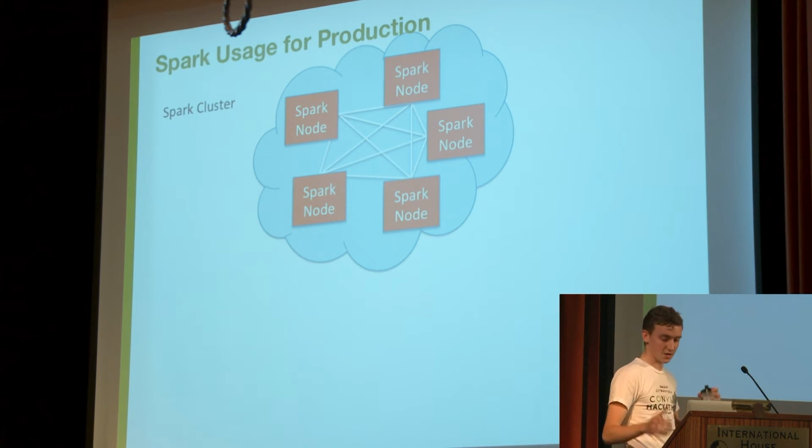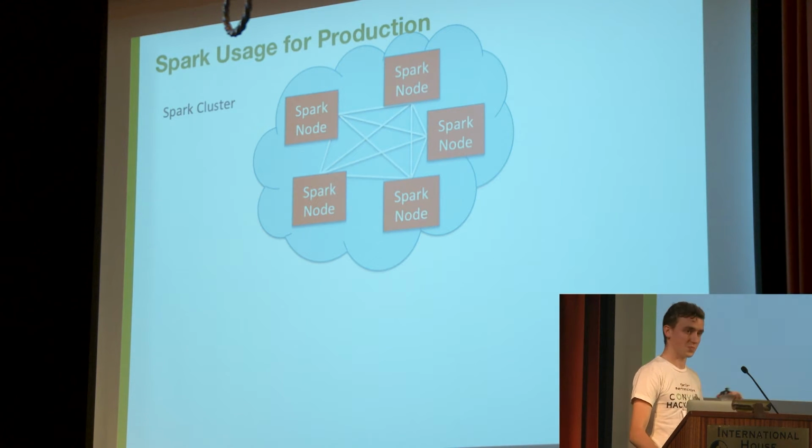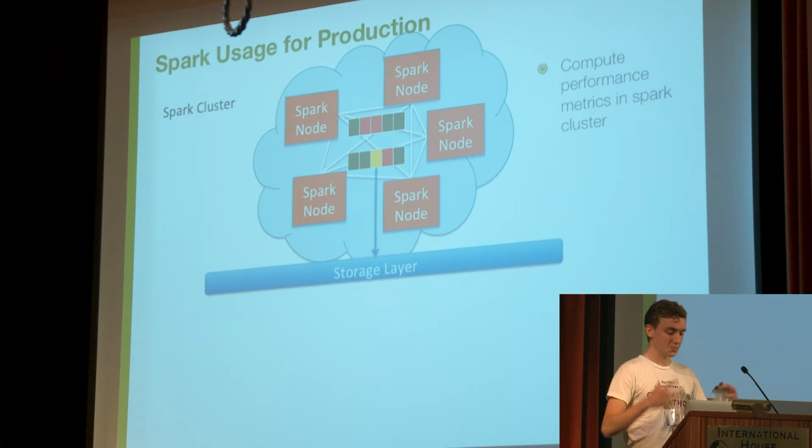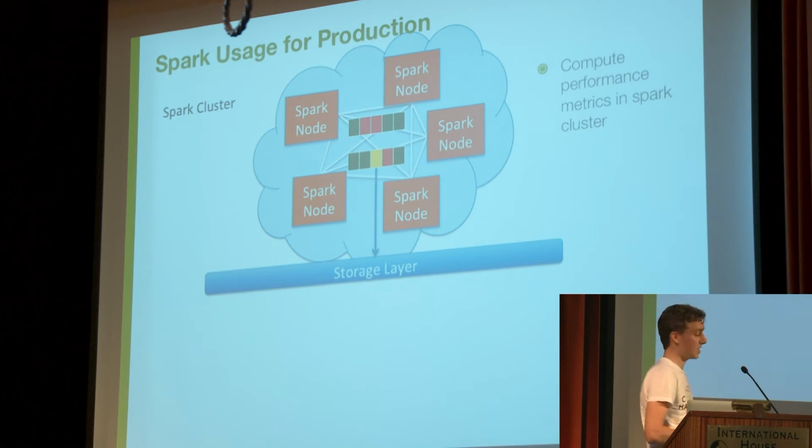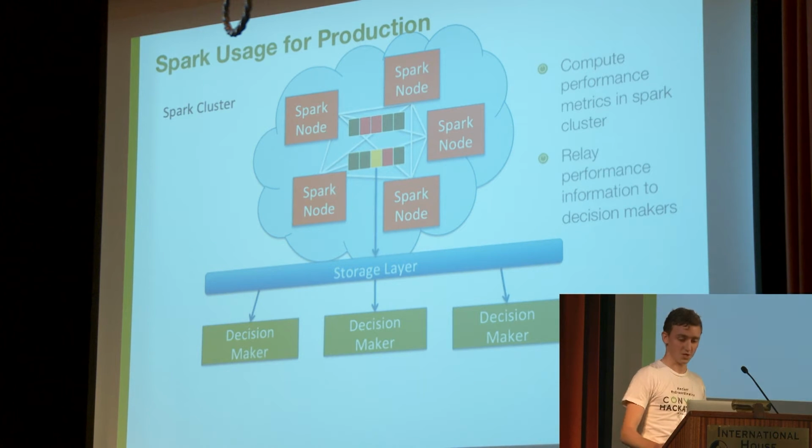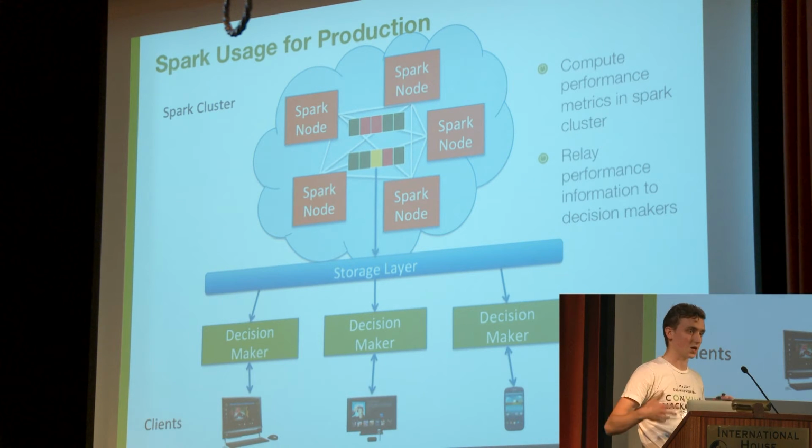So, basic architecture: we have a Spark cluster that's pulling data from our current live streaming stack. It computes these performance metrics, computes these tables inside the Spark cluster, which is relayed to a storage layer. And this is eventually pushed out to our decision makers, which are able to make constant time, sub-millisecond decisions back out to the clients about where to route traffic.